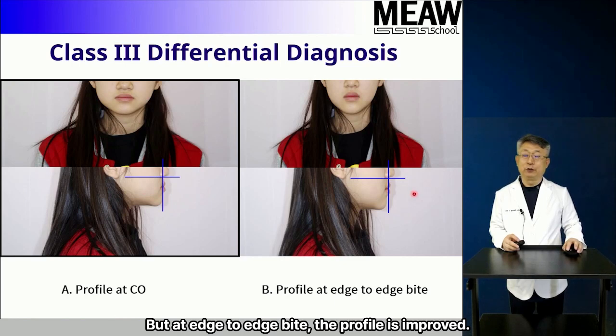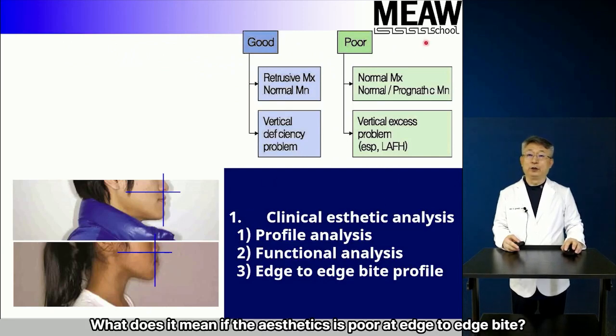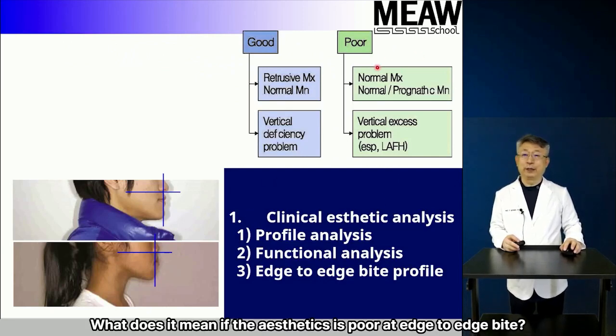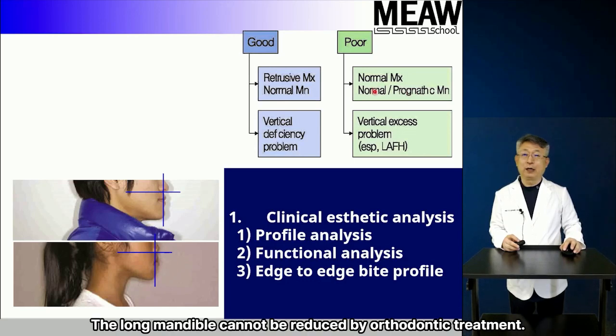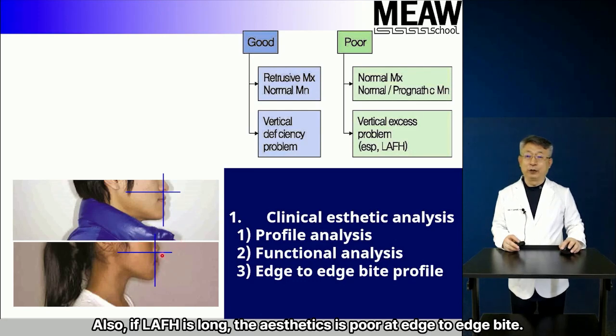But at edge-to-edge bite, the profile is improved. What does it mean if the aesthetics is poor at edge-to-edge bite? It indicates normal maxilla and prognathic mandible. The long mandible cannot be reduced by orthodontic treatment. Also, if LAFH is long, the aesthetics is poor at edge-to-edge bite.